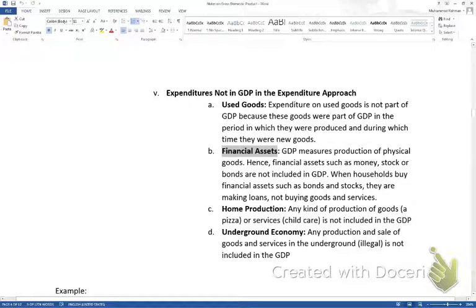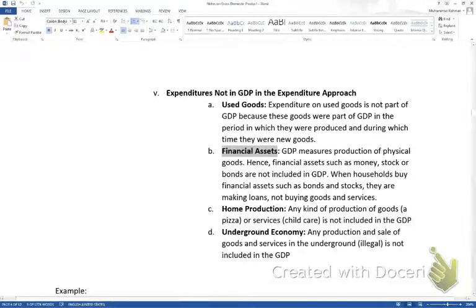Financial assets. And I think the financial asset may kind of make sense. GDP is trying to measure the value of real goods and services, the real production of goods and services. And financial resources like money or stocks and bonds really do not contribute to the production of any goods and services. So although the financial market is pretty important, and financial transactions like holding money, buying stocks and bonds are important expenditures that we carry out, they are not part of the GDP calculation.